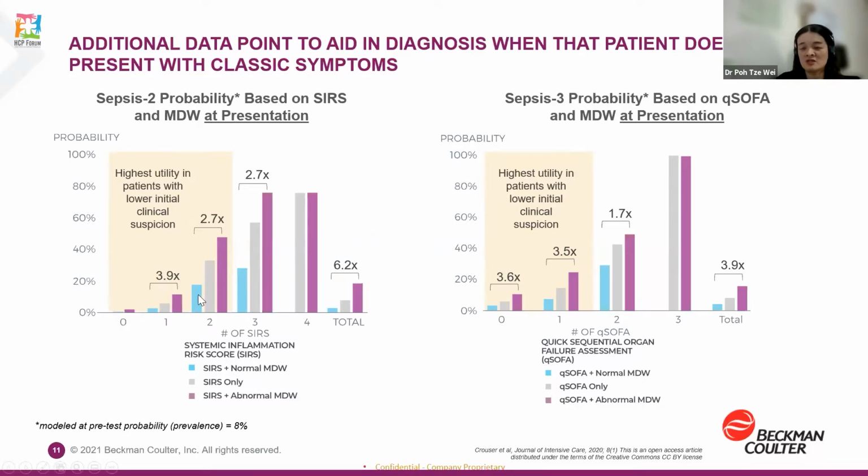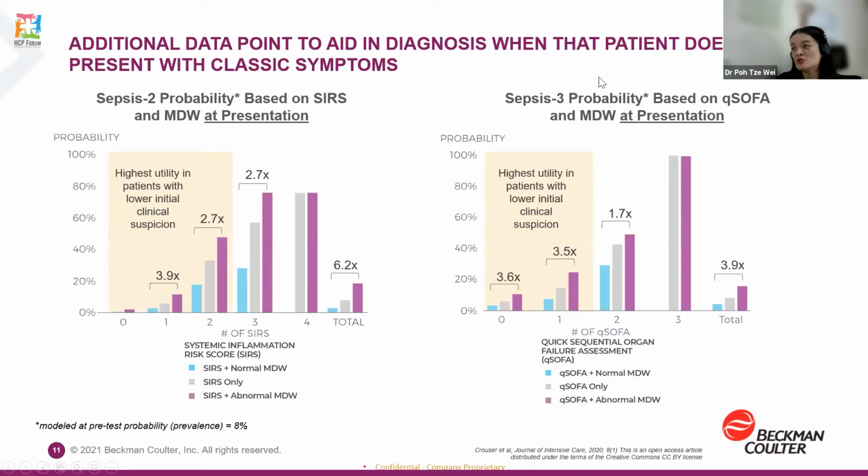And this trend is similar. If you're looking at the blue bar, which is the SIRS score plus a normal MDW, as compared to the purple bar, which is the SIRS score plus the abnormal MDW, you can see that there is this trend of increasing probability of sepsis. For patients who present, for example, with 4 SIRS criteria, I think it's very clear how to manage these patients. But I think one of the greatest utilities of MDW is for patients with a lower initial clinical suspicion, where if they have a normal MDW with 1 SIRS score, this probability is increased by almost 4 times when their MDW is abnormal.